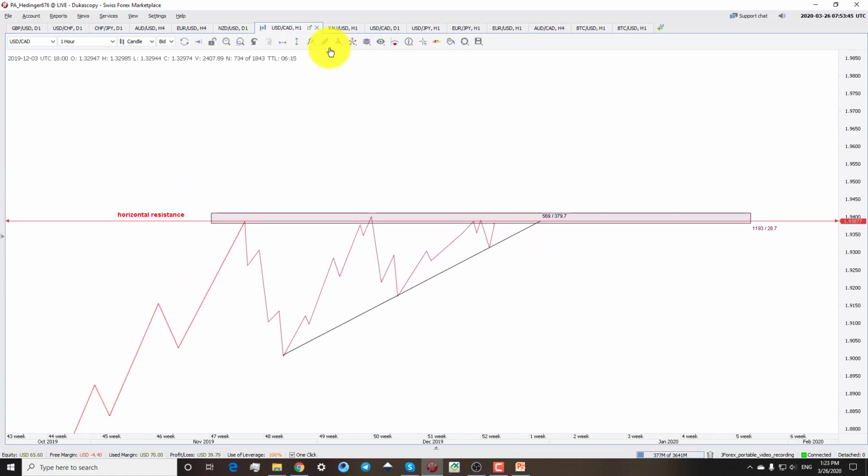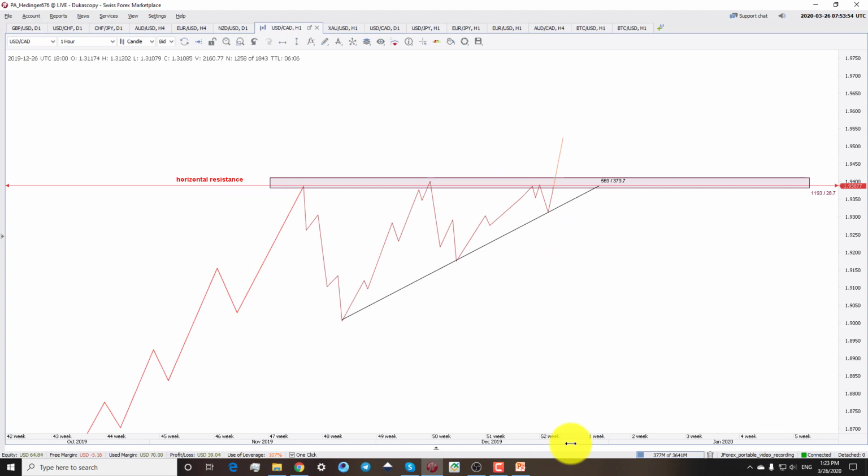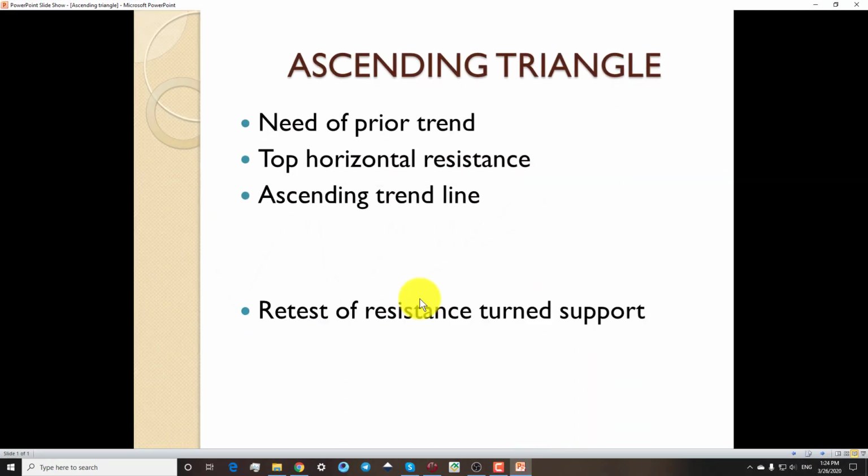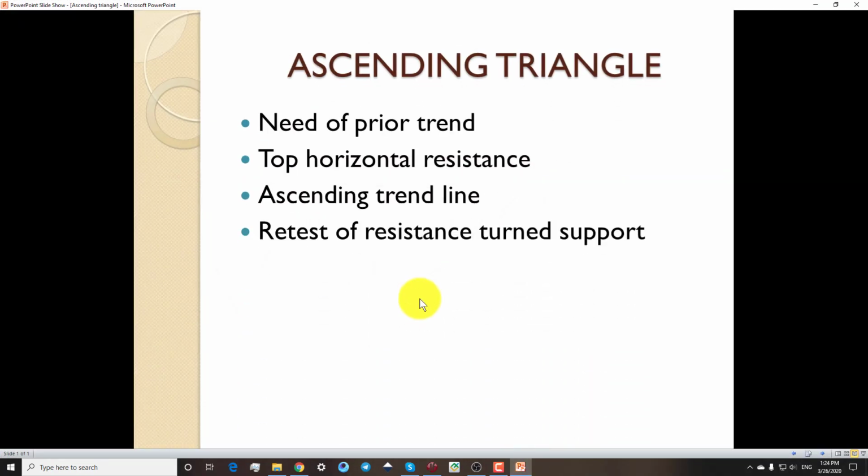And when it happens, what happens at that time? When that happens, price eventually breaks higher from here. Now this is called the break. So you'll see what happens. Then we need a retest of resistance, which has turned into support now.